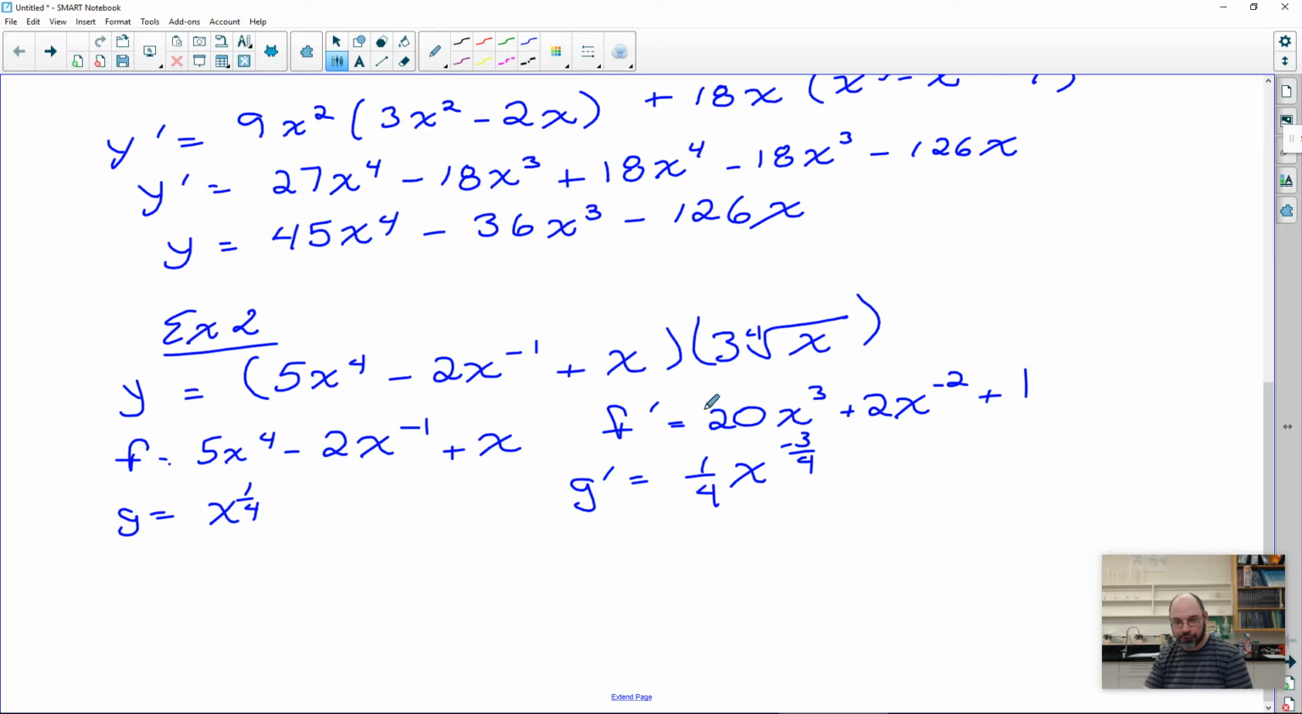I forgot the 3 there, didn't I? Good thing I looked over on my side. I forgot this 3 here. I've got 3 here. So this is going to have a 3 here. So that's going to be 3/4 x to negative 3/4. Because don't forget your constant out front like I did there. When I rewrote it, I just rewrote this part, not that part.